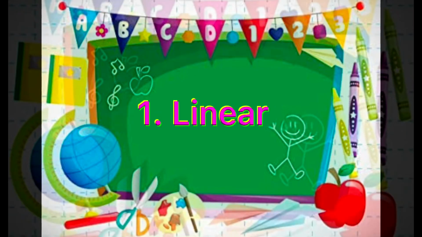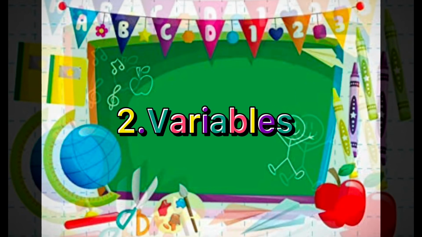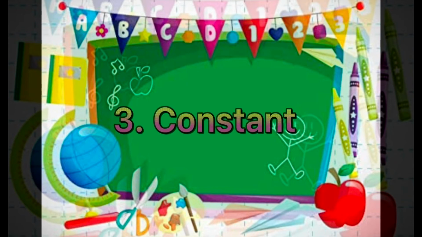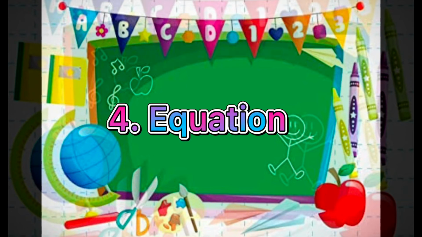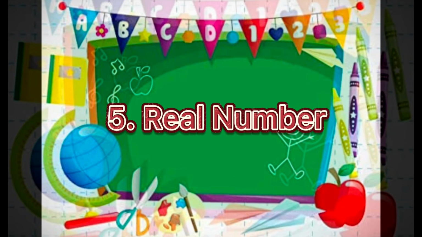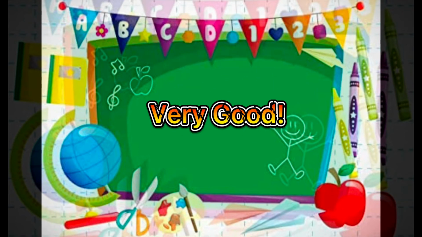First is linear. Second is variables. Third is constant. Fourth is equation. And last is real number. Very good.